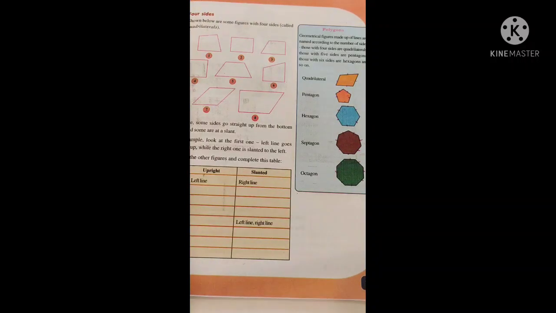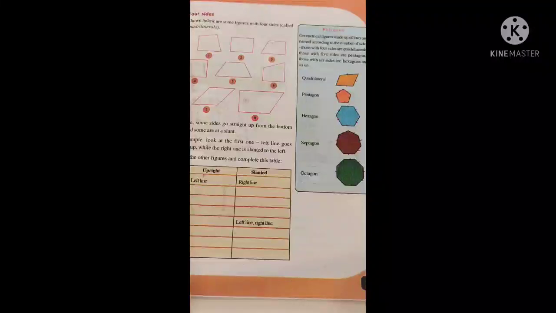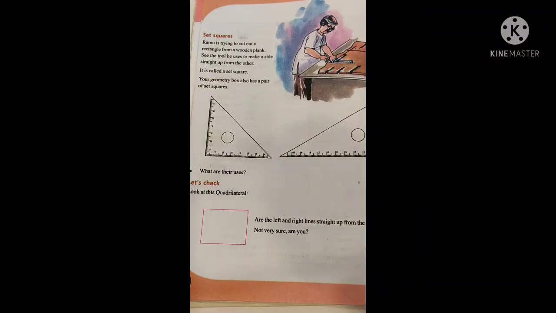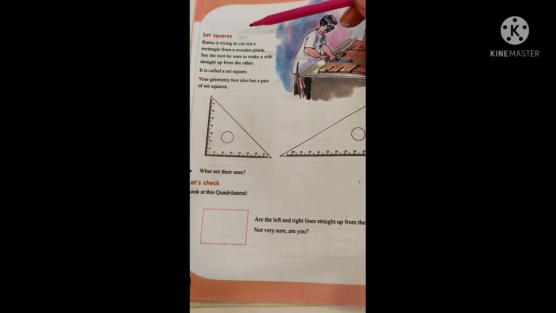Polygon means the figures with 3 or more than 3 sides. Here polygons are named according to the number of sides. Then look at the next topic, set squares.